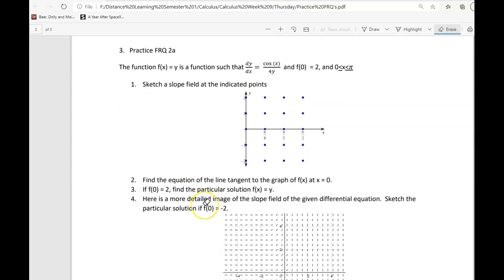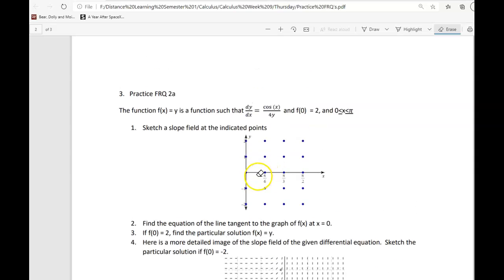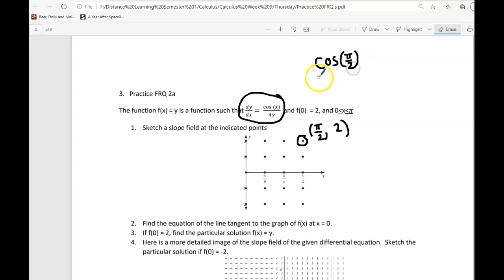So now, let's go ahead and do number 1. Let's sketch the slope field. So how slope fields work is you pick a point. You identify the coordinates for that point. And you plug them into your differential equation. I'm going to plug in pi over 2 for the x. I'm going to plug in 2 for the y.